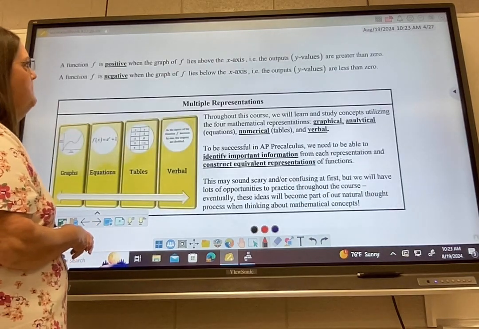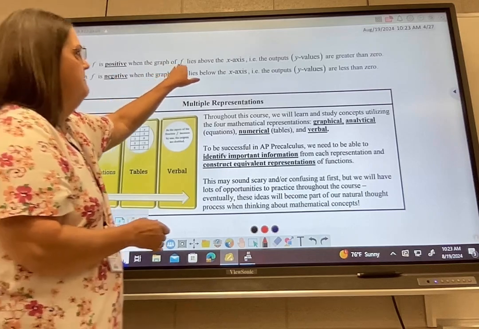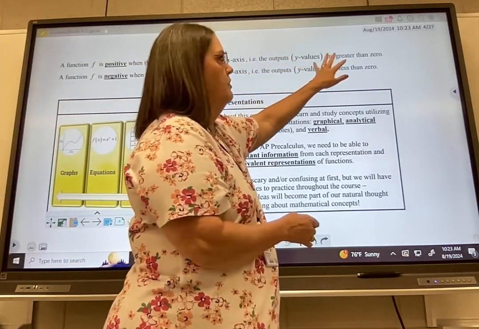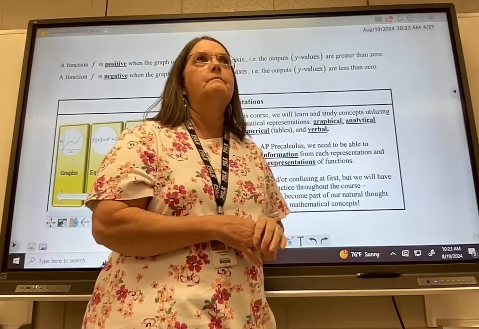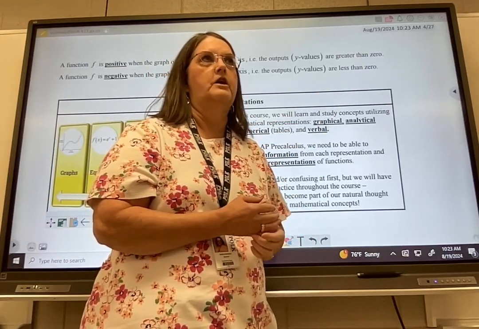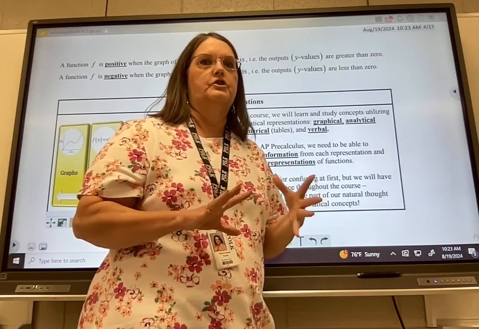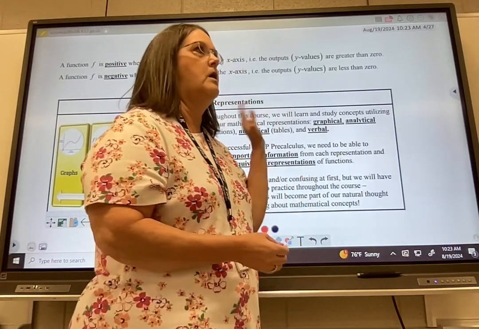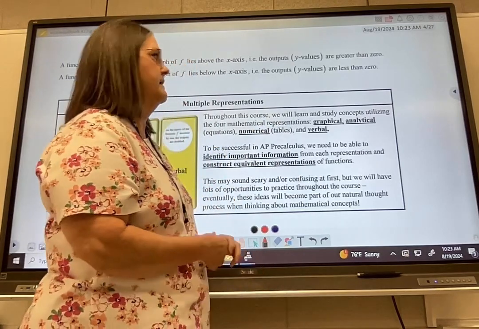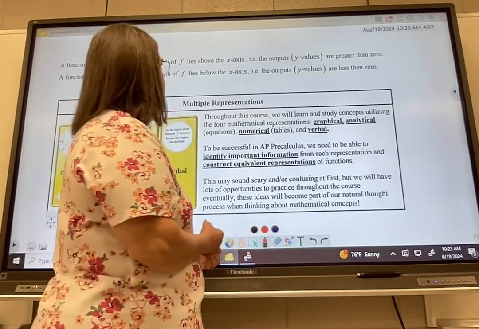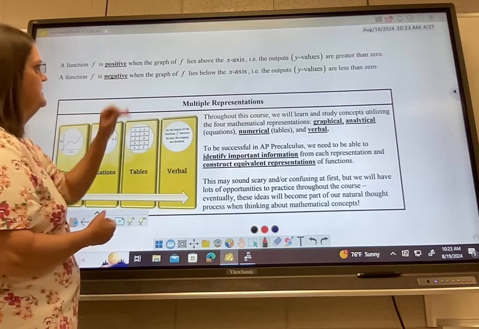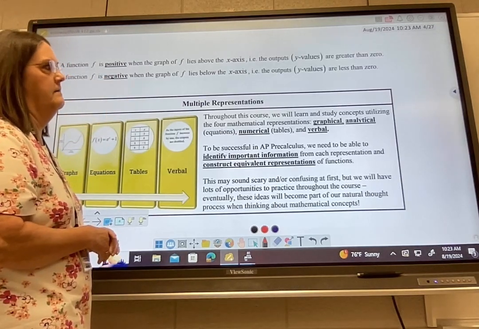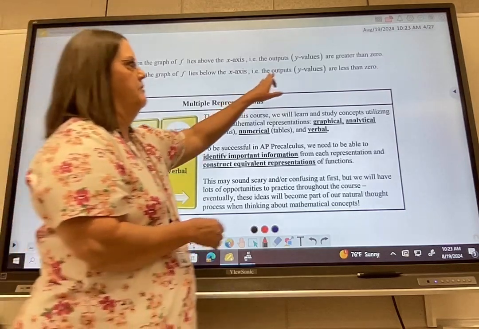Okay, a function is positive when the graph of F lies above the x-axis and the outputs are greater than 0. Now, I'm going to do a third video over sections 1.1 and 1.2 later on today and clear up some of these things that I don't feel like these notes go into enough depth with. A function is negative when the graph lies below the x-axis, and that's when the output values, the Y values, are less than 0.